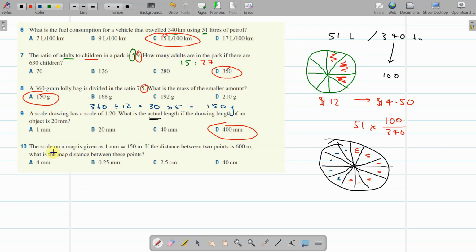Okay, last one, number 10. The scale on a map is given as 1 millimetre is 150 metres. So a bigger scale on this one. If the distance between two points is 600 metres in real life, the actual distance, what's the map distance between the two points? So in the drawing. Well, 600 is 4 times that. So we can increase that by 4 times. 1 millimetre equals 150 metres, 2 millimetres would be 300, so eventually we get 600. This 4 millimetres is 600 metres. So it's 4 millimetres, which is that one.